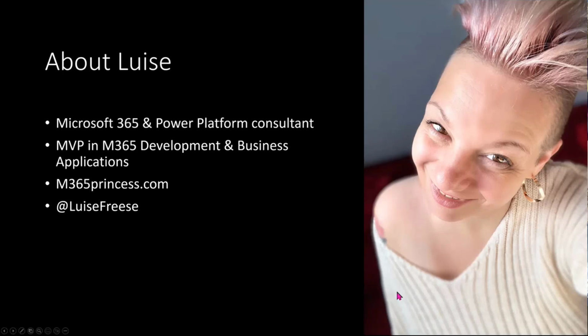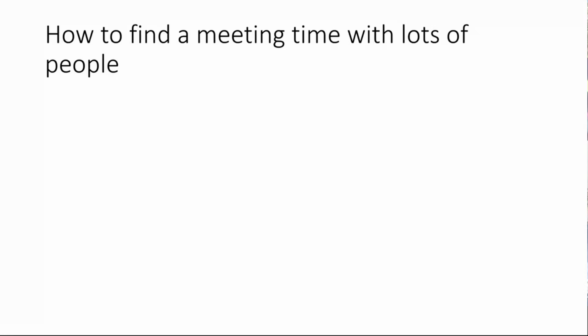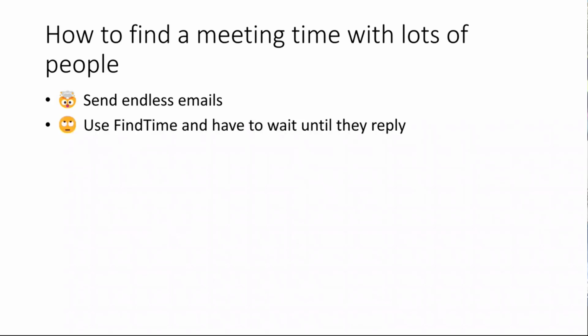So the problem that I wanted to solve is how to find a suitable meeting time with lots of people. So of course you have quite some options. You can send endless emails back and forth. So, and as you might see indicated by this emoji, I don't like that. And then, of course, there are tools for you to do that, like Find Time in Outlook. But then you need to wait until other people replied if they do have time or not, or what they prefer. And literally, this can take a little bit longer as well if you really need to schedule a large meeting.